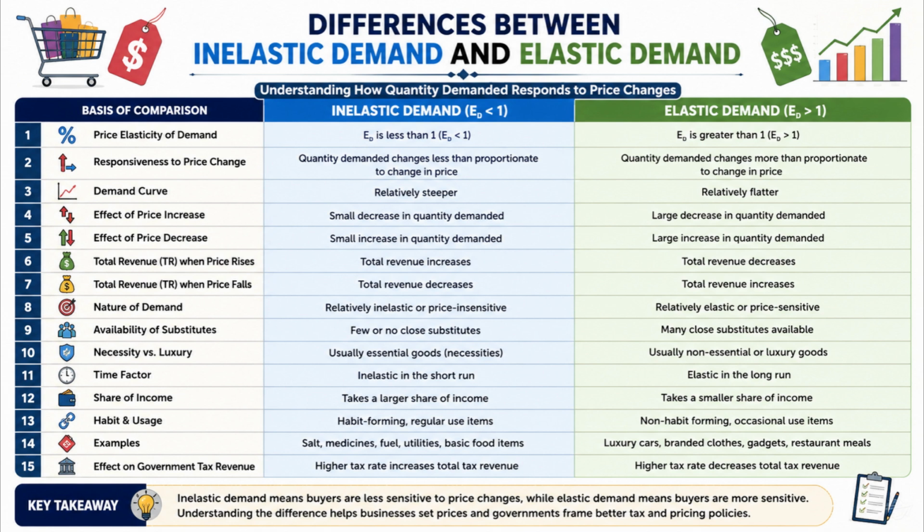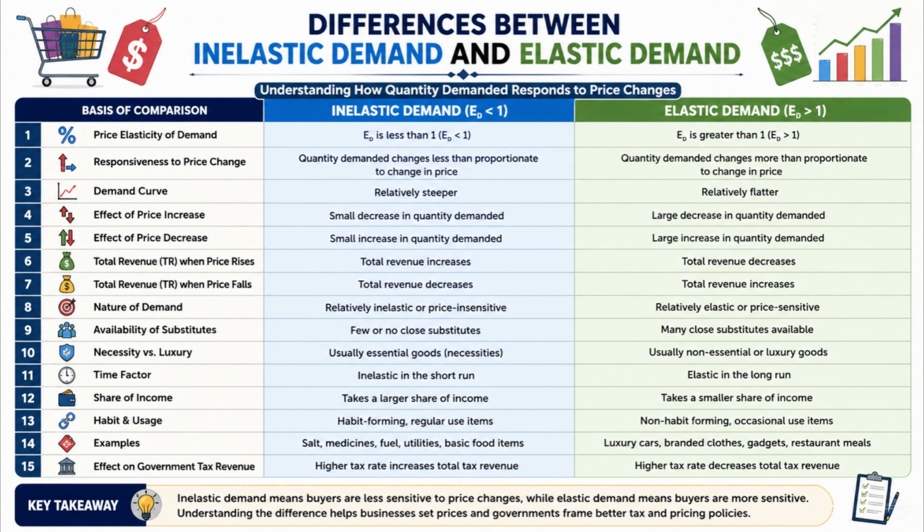Number 9. Goods with inelastic demand usually have few or no close substitutes, whereas goods with elastic demand generally have many close substitutes available. Number 10. Inelastic demand is commonly associated with necessities and essential products, whereas elastic demand is commonly associated with luxury and non-essential products. Number 11. Inelastic demand is more common in the short run, whereas elastic demand becomes more common in the long run as consumers find alternatives.